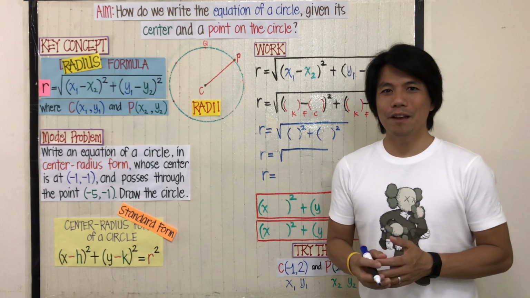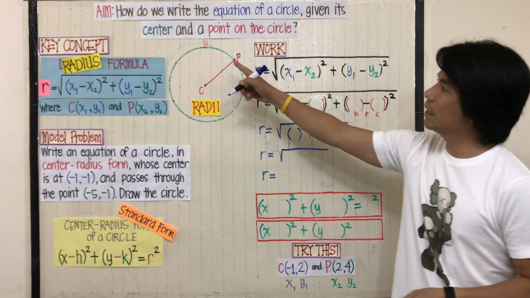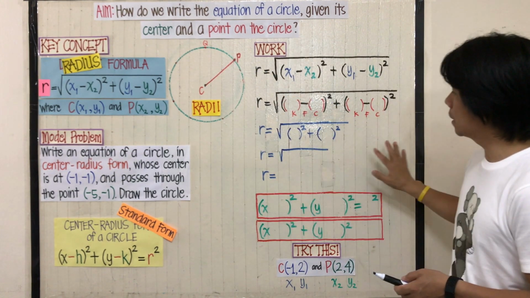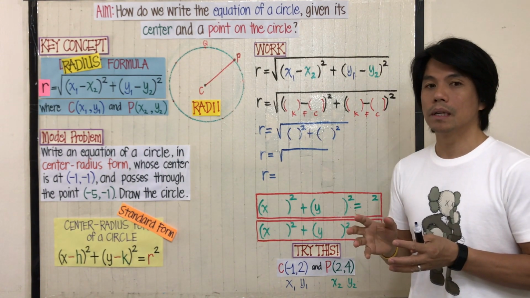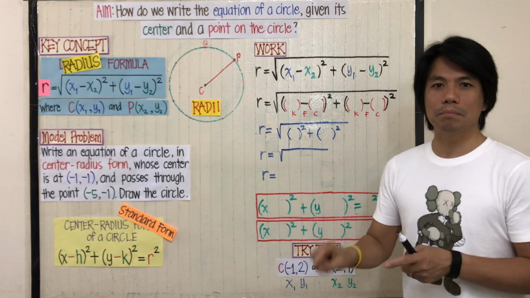Hello everyone, today we're going to continue learning how to write the equation of a circle given its center and a point on the circle. Now you might be wondering how I got this set up. This is from part 7 of the series on circles. So check it out please. I attached the link below.